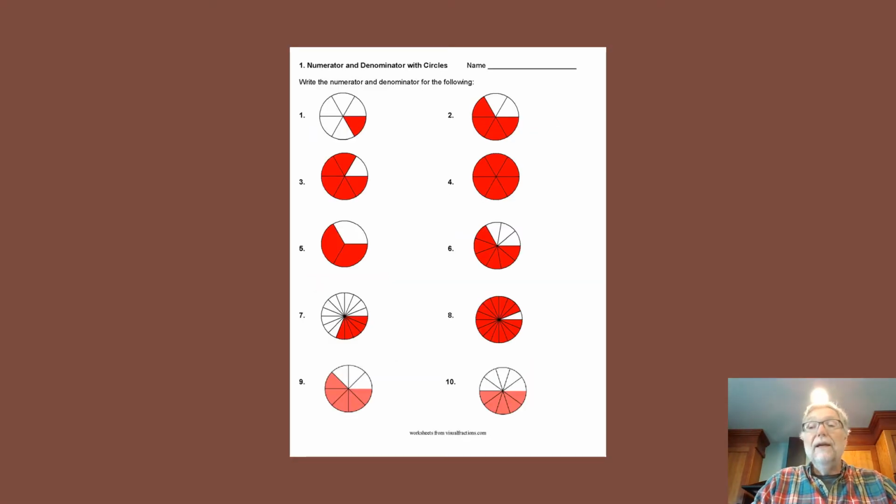Let's go into Wednesday. Here's our Wednesday. And so if we take a look, we're just writing the denominator and numerator for the following. We're trying to identify and write the fraction. So there are 6 total equal parts. 1 is shaded red, and that would be 1/6.